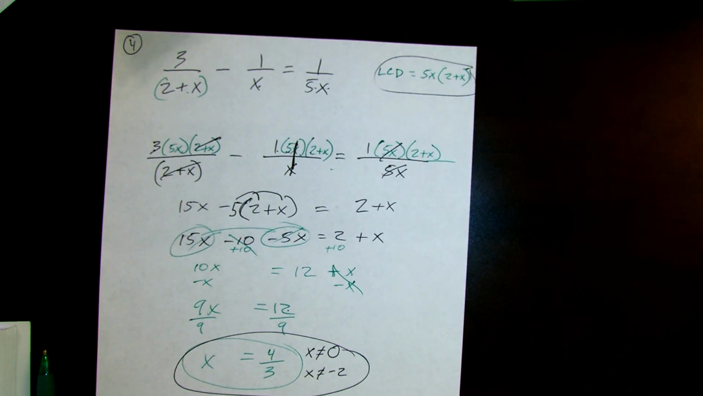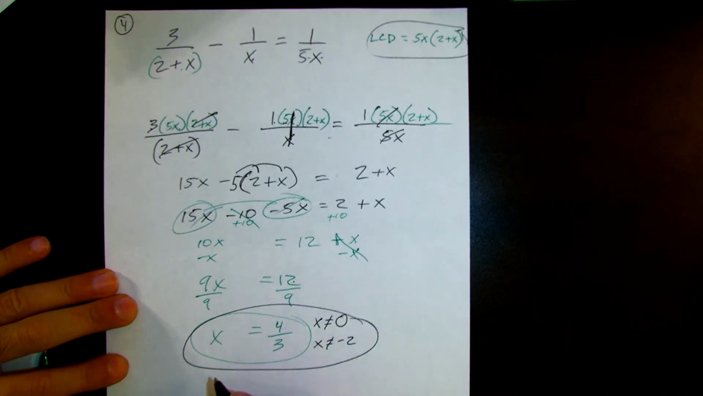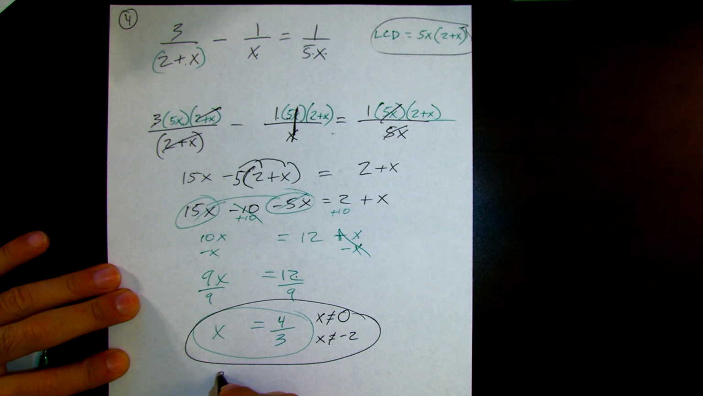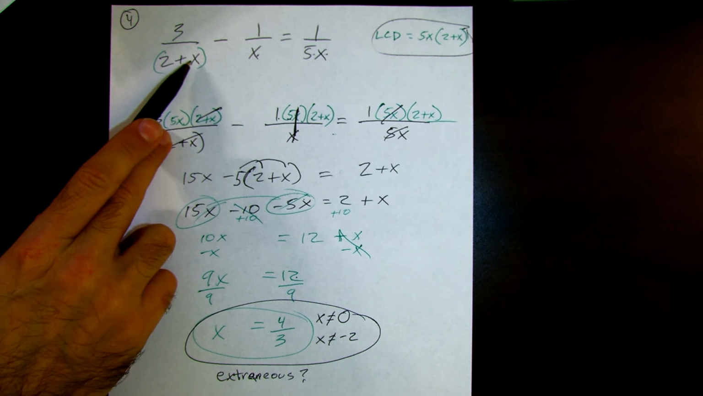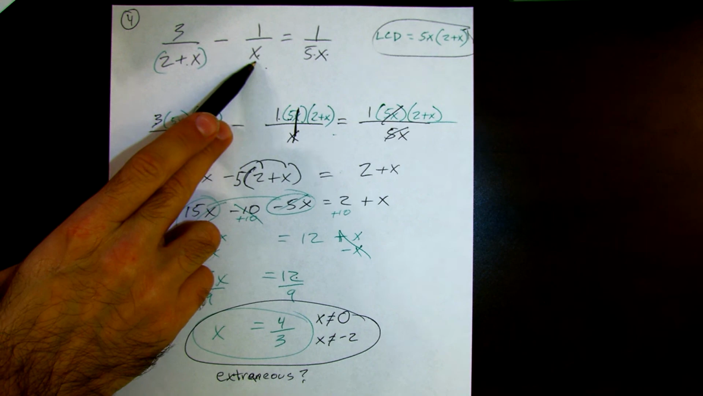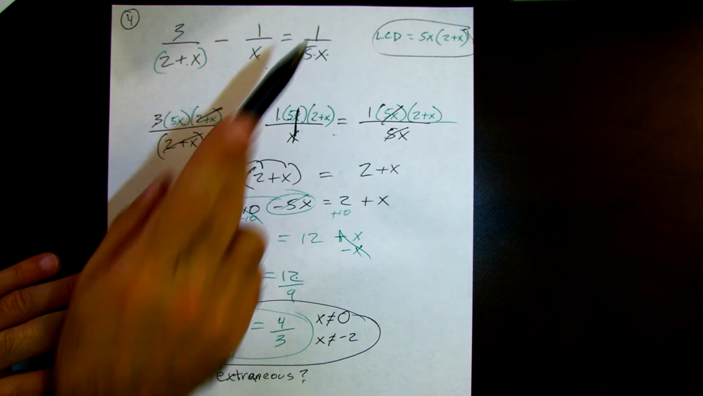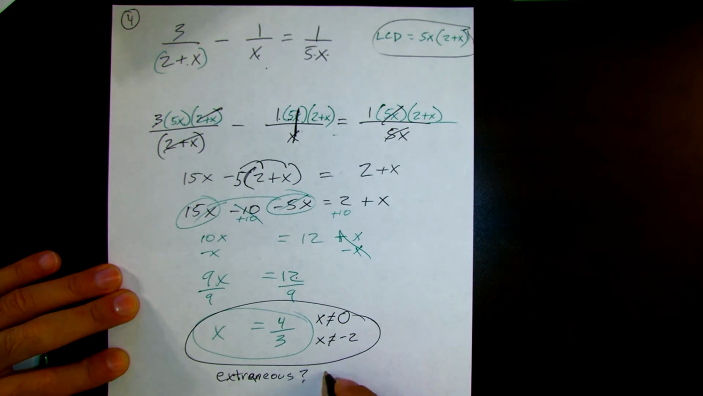Okay, remember the restrictions are just from the beginning of the problem. What would make the denominator 0? And then also with these equations, you want to ask, is it extraneous? Is it extraneous? If I take 4/3 and I plug it in up here, does it make it 0? No. If I plug it in there, does it make it 0? Nope. There? Nope. So it is not extraneous.